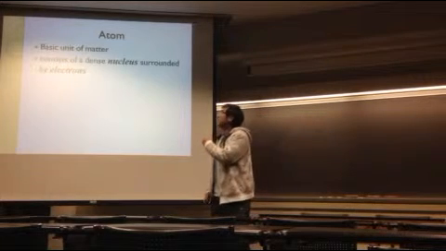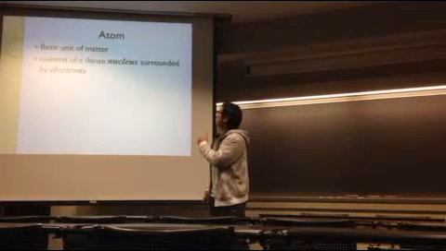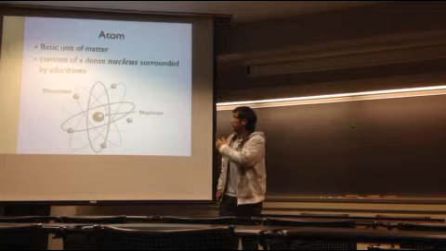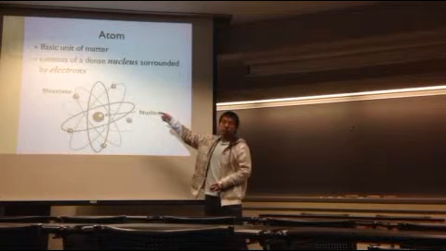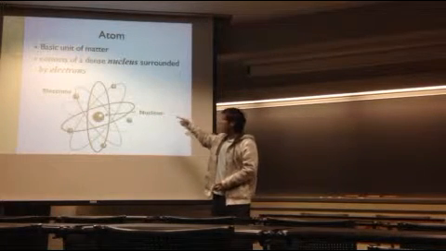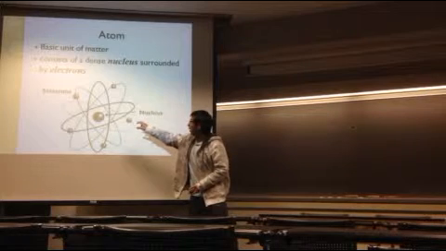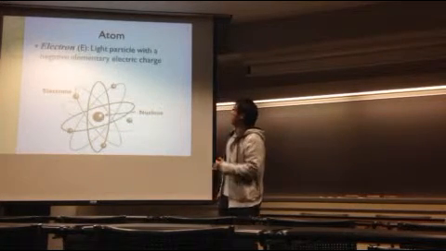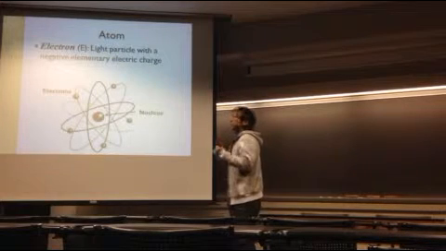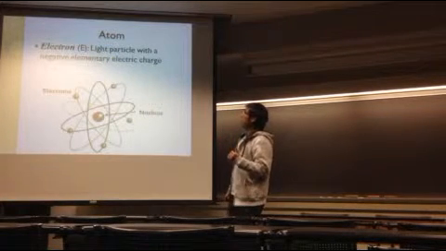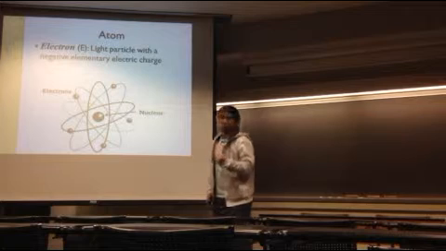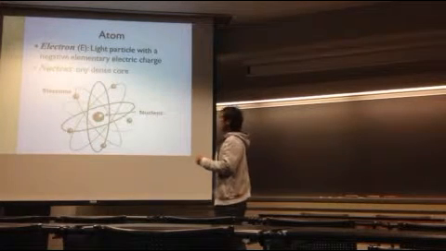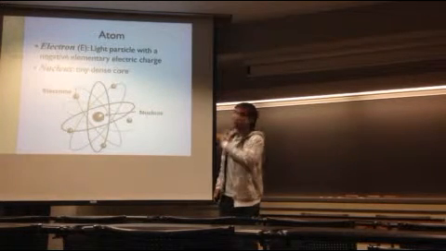An atom consists of a dense nucleus surrounded by electrons. If you look at this picture here, the small spheres out there are electrons. And the center core, the large core there, is a nucleus. Okay? Now, for detailed definition, electron is a light particle with a negative elementary electric charge. And the nucleus is a dense core, which I'm going to explain a little more.